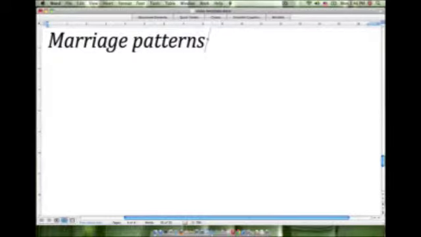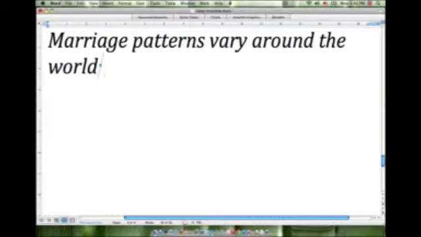So perhaps we could say something like this, maybe marriage patterns. We're talking about global patterns around the world. Let's say marriage patterns vary around the world. Very simple. Marriage patterns vary around the world. Now, we want to start to become a little bit more narrow in our wording. So the first sentence is quite broad, and in this next sentence we're going to start to narrow in on what our thesis is.